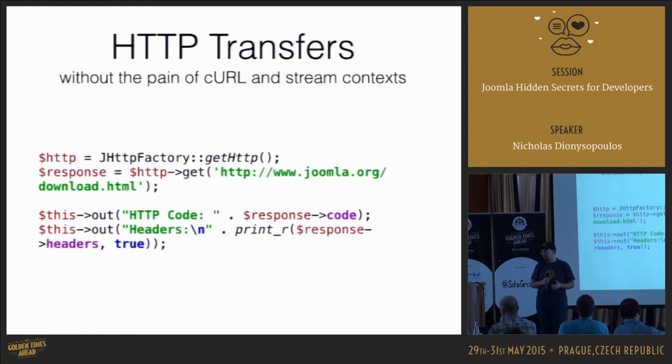Instead of that, Joomla already gives you JHttp. You can create a JHttp object through JHttpFactory, and then using just one line of code, you can tell it to automatically perform a GET, a POST, or whatever request without all the pain of you having to know all that stuff that would allow your code to run on different servers.